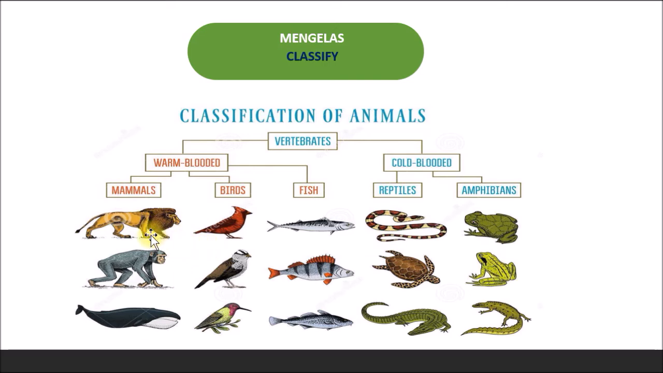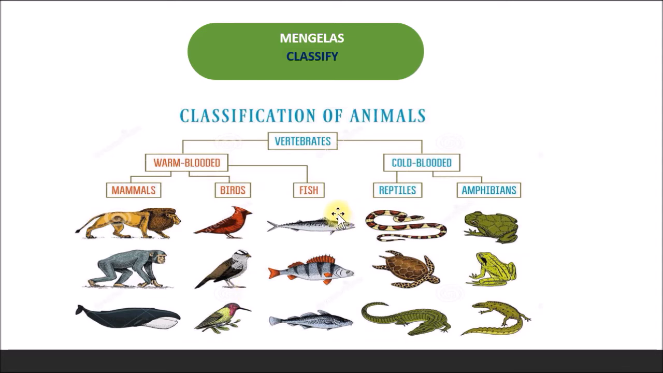Look at the first group. We have lion, monkey, and a whale. These kinds of animals have the same way they are reproduced. Okay? They are giving birth. So they are in the same group, that is mammals. Okay? Next group, we can see there's a few kinds of birds. These kinds of birds have the same outer features, and they are also laying eggs. So these animals we group in one group as birds.